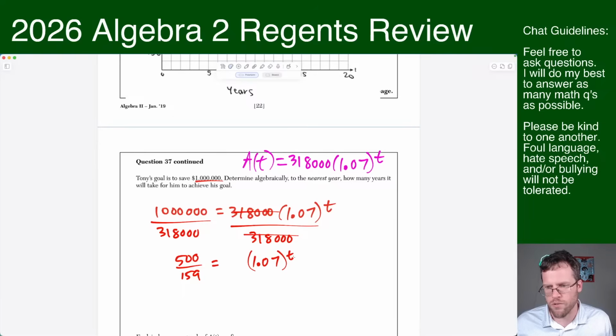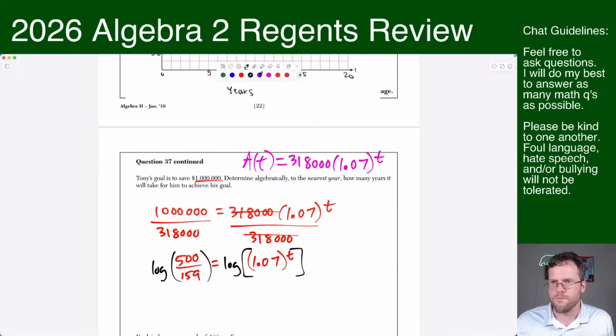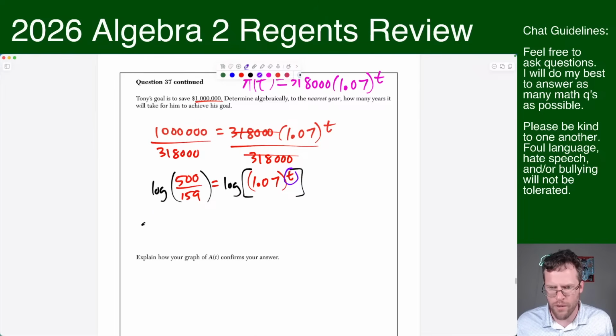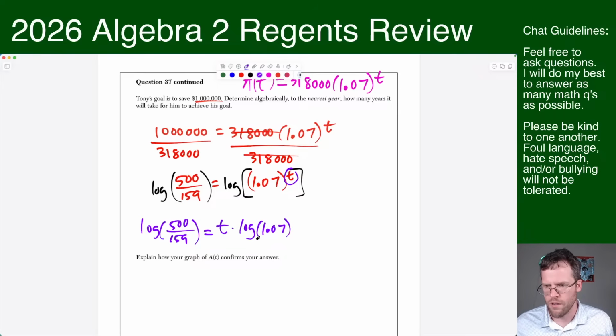But let's say we don't know to do log base 1.07. I could do regular log of both sides. So log of this side and then log of this side. And now here, I'm using that exponent property from before. T could go in front. So now I have log of this equals T times log of 1.07. And then just divide both sides by log of 1.07. So divide. And then just don't make a typo in the calculator.